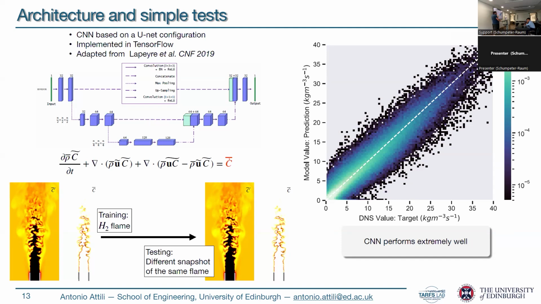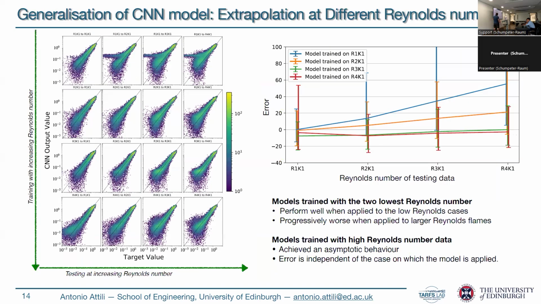We took these 4 flames I've shown you before, these 4 DNS premixed flames, and we did all the possible combinations. So we took the low Reynolds number flame for training, and then we tested the model on the low Reynolds number flame. Then the second Reynolds number trained, applied the model to the second Reynolds number, the model trained with the first one. So all the 16 possible combinations of training and testing with different data, right? It's a first attempt to generalize to high Reynolds number.